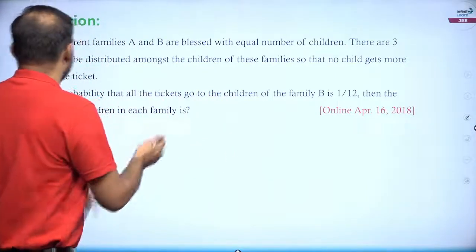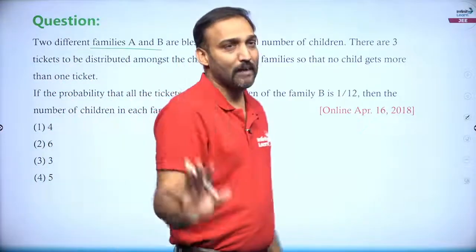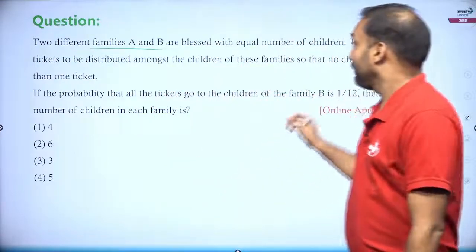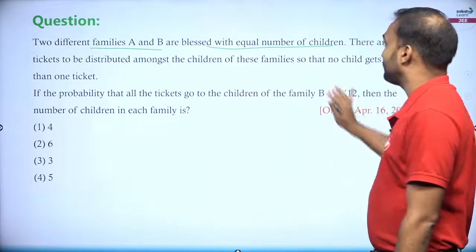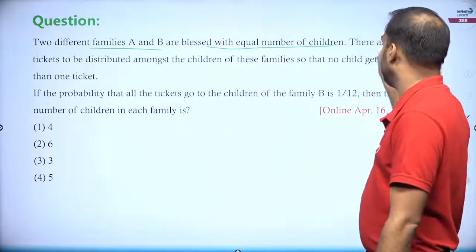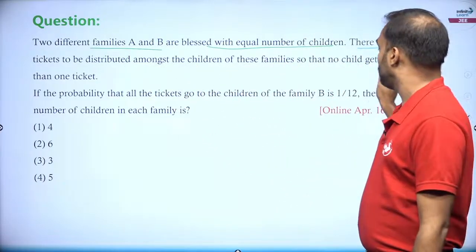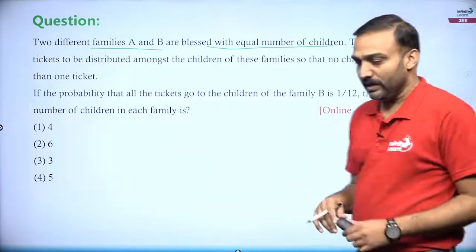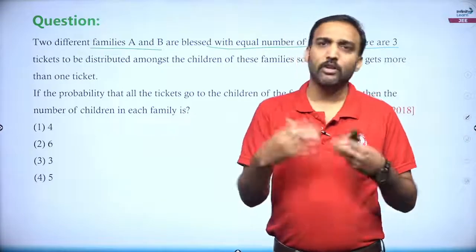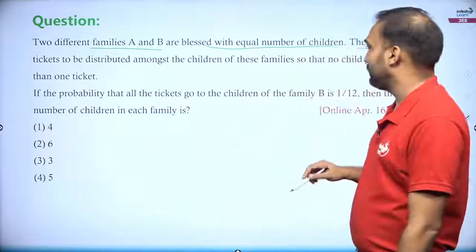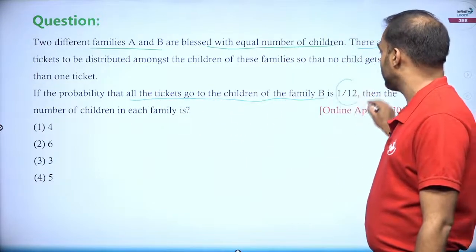So this example, okay fine. Now we have two families A and B, right? Once again, we'll comprehend the problem first. There are two families A and B blessed with equal number of children. Number of children is not specified, but they are equal. There are 3 tickets to be distributed among the children of these families so that no child gets more than 1 ticket. So in short, I have 3 tickets to distribute. The children will either get 1 ticket or not get any ticket. So there are only 2 possibilities. The probability that all the tickets go to the children of family B is given as 1 by 12.